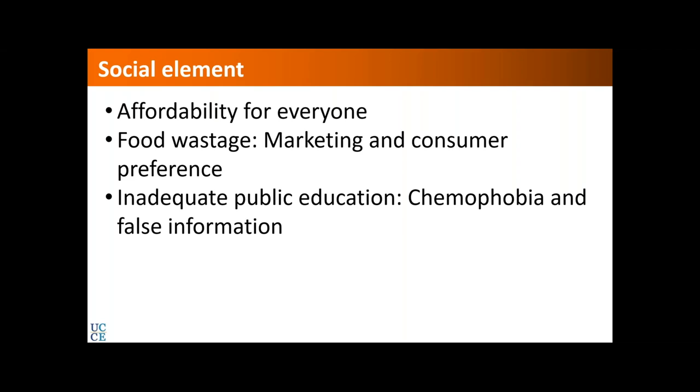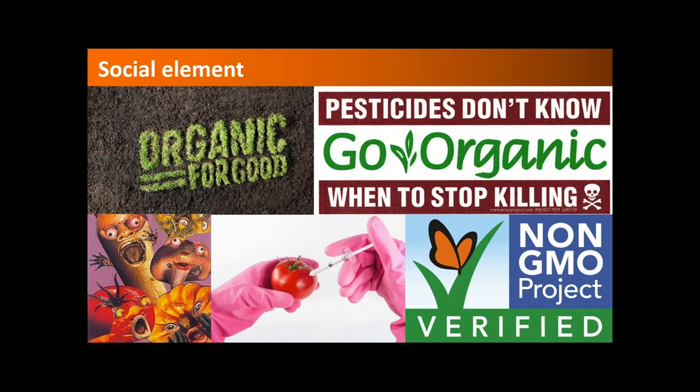And then again, chemophobia is about having a fear of these chemicals. Anything you think of as a pesticide, then people are concerned about it. And there is a lot of false information about various agricultural inputs and production systems. And if you Google organic, or if you Google GMO or pesticides, this is what you see. It says that organic is good and the pesticides continue to kill.